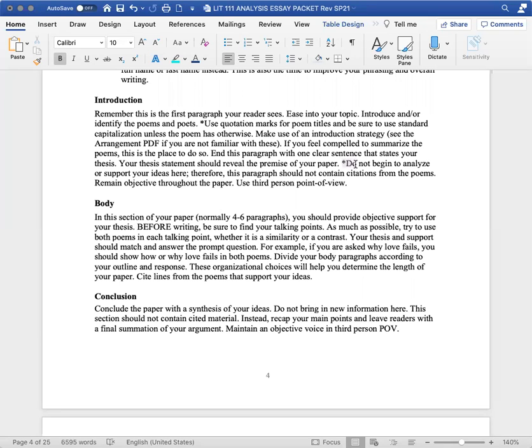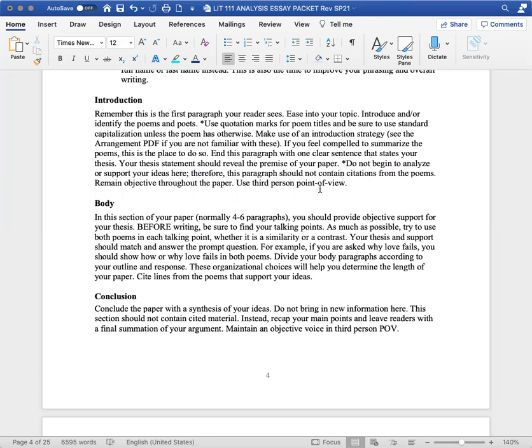Do not begin to analyze the poems here. Therefore, your intro should not contain any citations, not quotes, not paraphrases from the poems. And then again, this is a reminder to be objective and use 3rd person point of view. Set that tone and that viewpoint off right from the bat and keep it consistent throughout the whole paper.